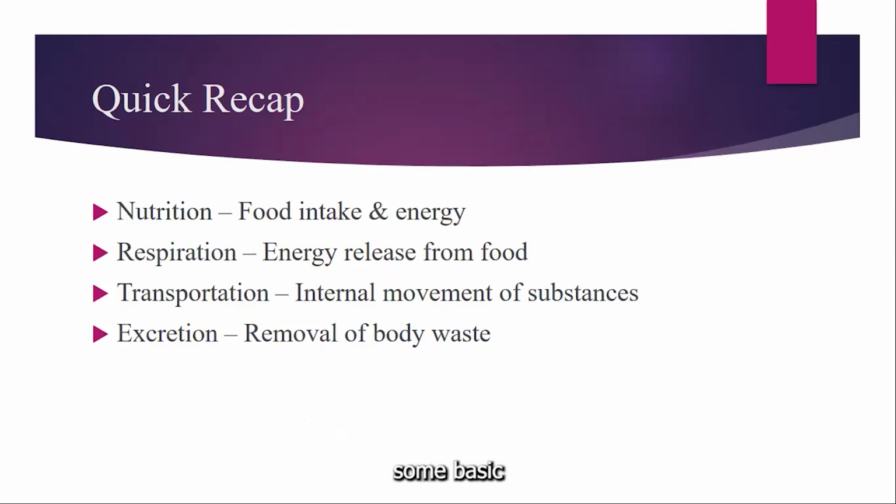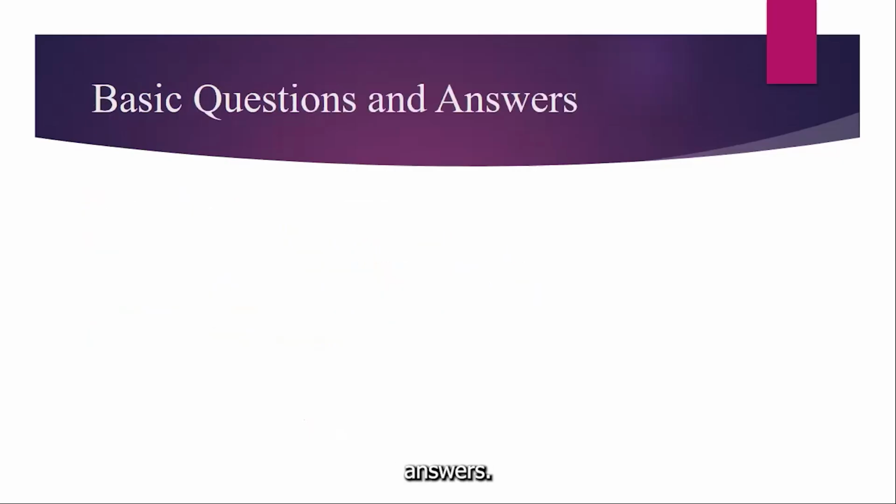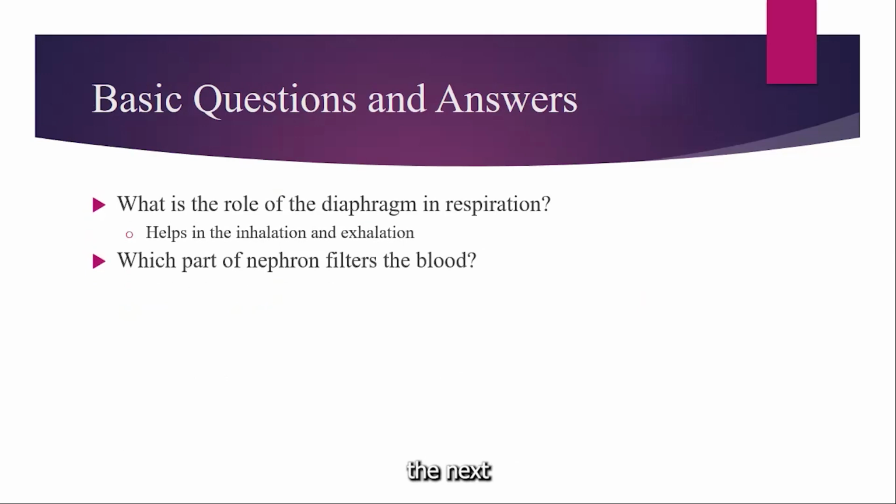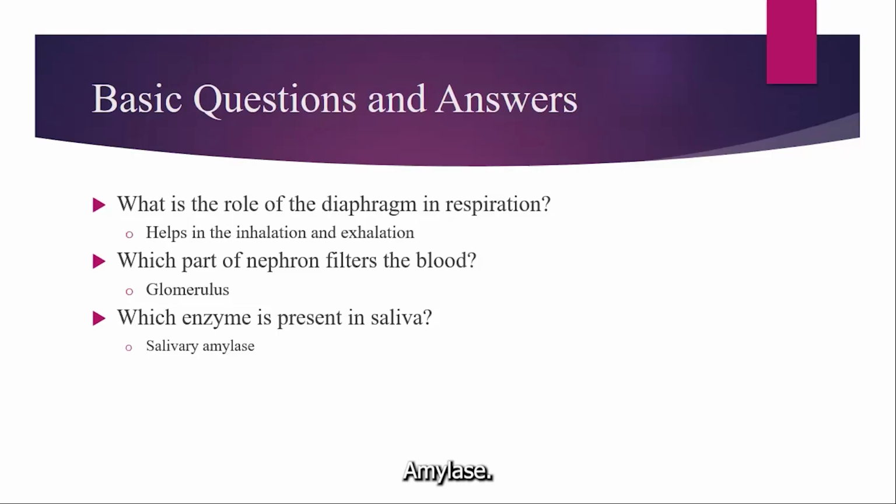Now, let's discuss some basic questions and answers. The first question we are going to discuss is: what is the role of the diaphragm in respiration? It helps in inhalation and exhalation. Now, let's come to the next question. Which part of the nephron filters the blood? It is the glomerulus. And now, which enzyme is present in saliva? It is the salivary amylase.